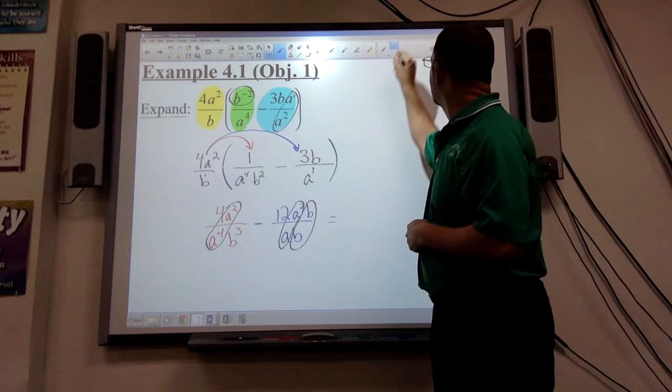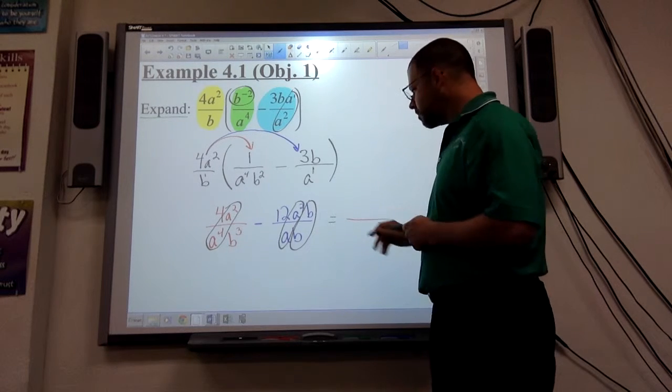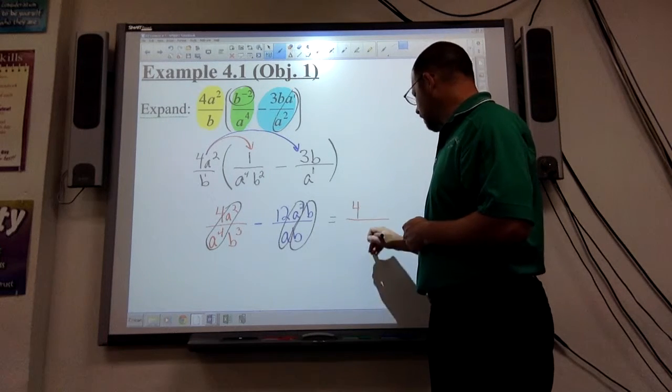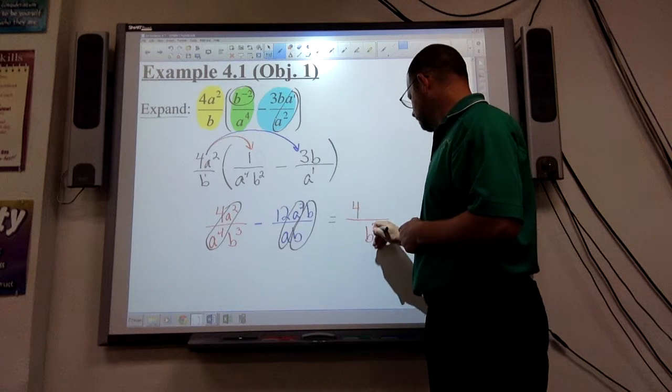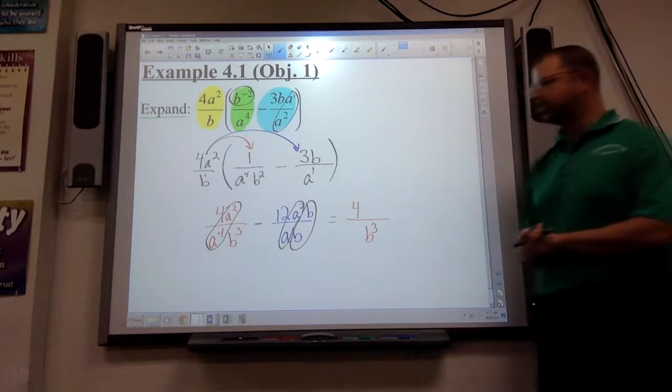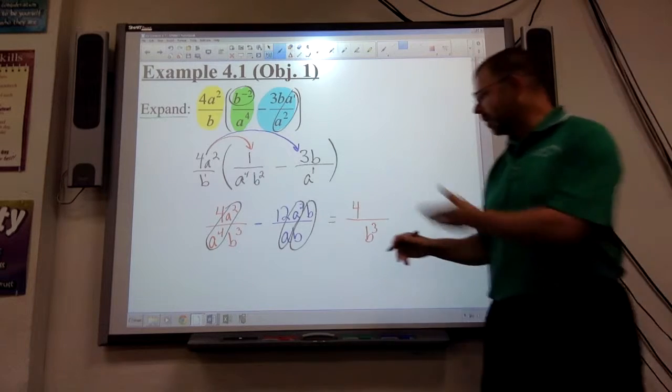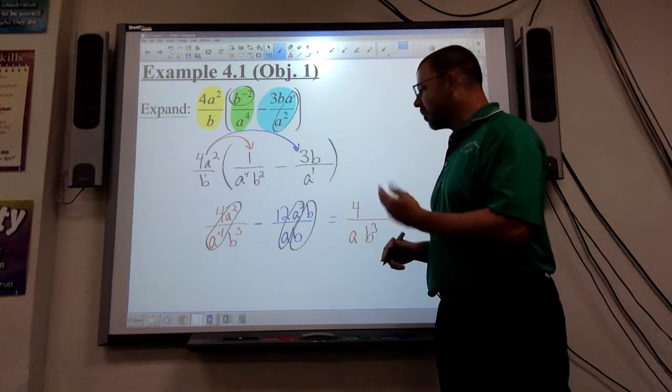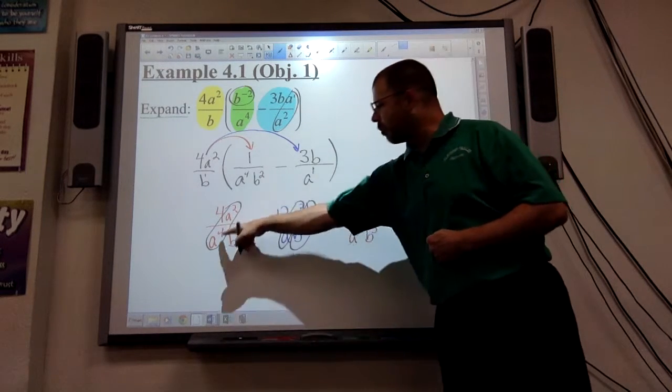So for the red one, I'll do this in red. The 4 is behaving itself, the b cubed is behaving itself. Where does a belong? Very good, on the bottom, because 4 is bigger than 2. And as far as the power, we subtract big minus small. 4 minus 2 makes 2.